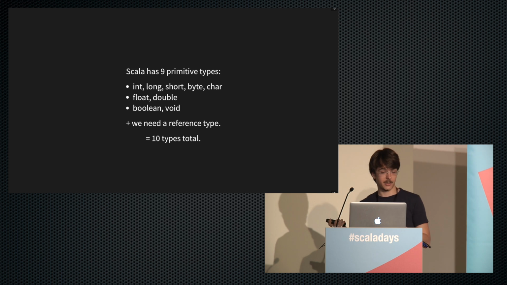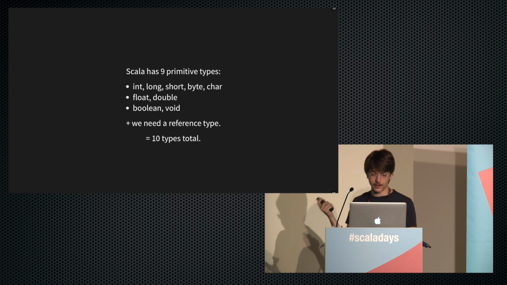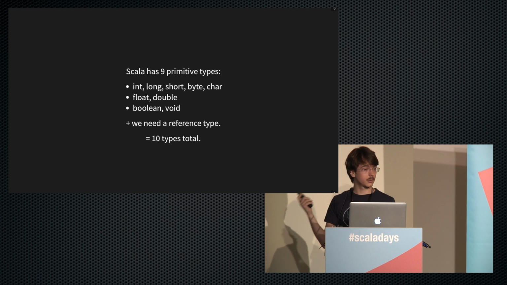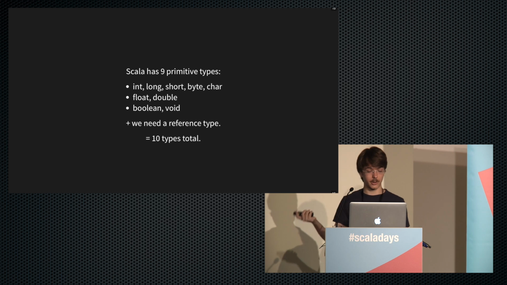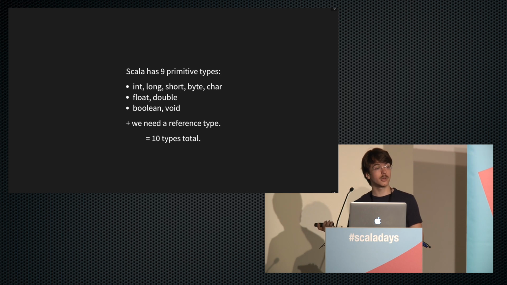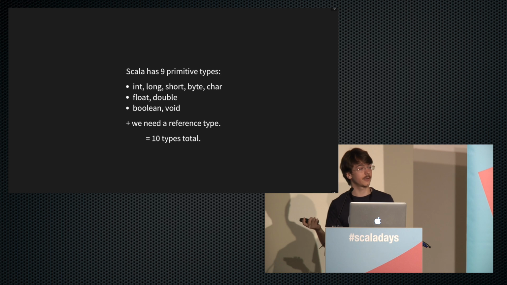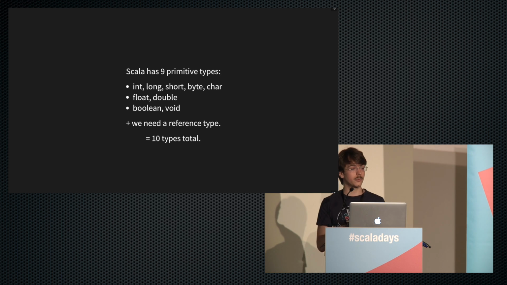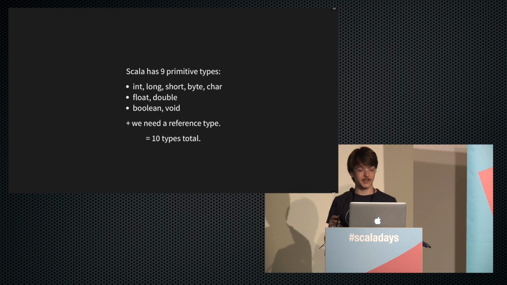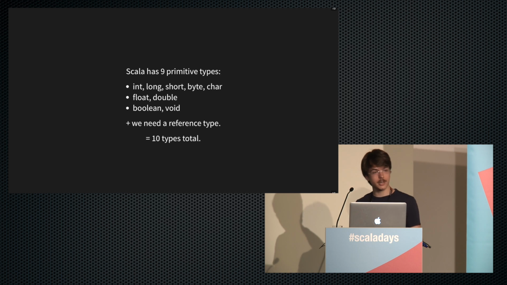Scala has 9 primitive types. We have 5 integer types, floats, doubles, booleans, and voids. We also have an object type, a reference type. And it means that if we do specialization, even if we won't do it for complex types, you'll have to specialize and generate different versions for 10 types.